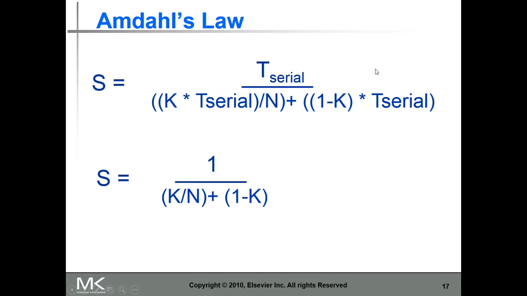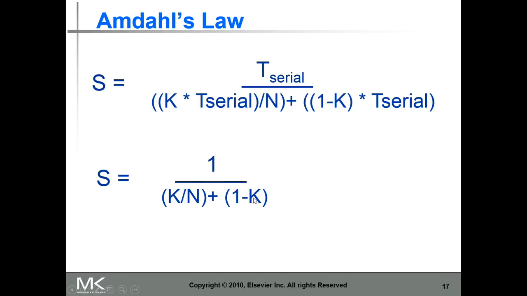We'll obtain this formula. And then if we think about extracting out T serial, because this T serial can be factored out of the bottom, and because it's multiplied into both parts of the sum, the T serial factored out of the bottom will cancel with the T serial on top. So the maximum speedup with N processors in a program that is K% parallelizable should be whatever this formula reduces to, which is 1 over K over N plus 1 minus K.